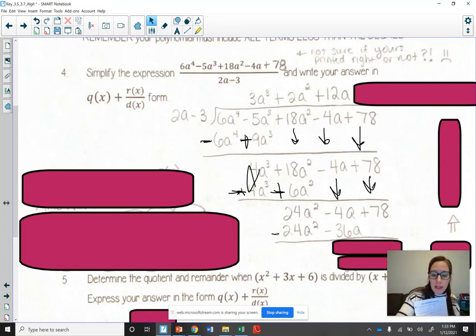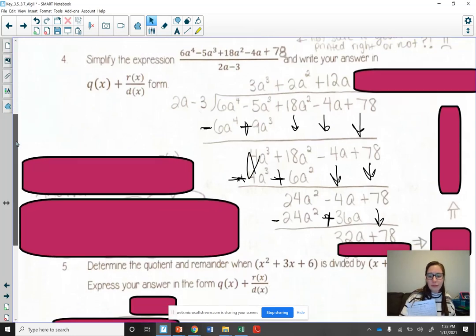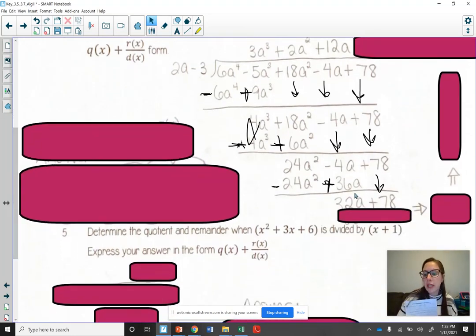So you're subtracting the 24a squared and you're subtracting a 36a that's already being subtracted. Minus a minus makes a plus, which 36a minus 4a is 32a. Bring down the 78. And as you can see, I kind of run out of room.